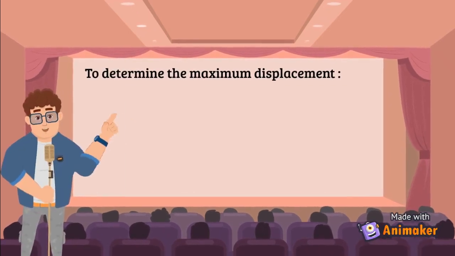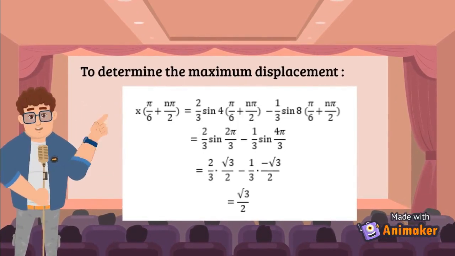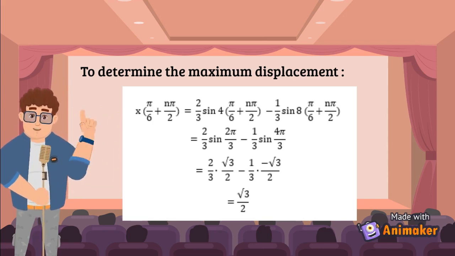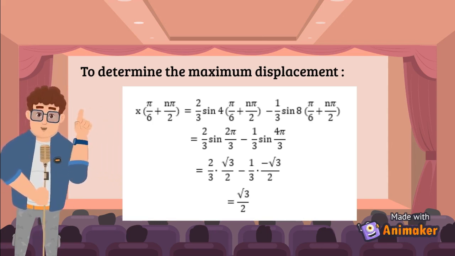To determine the maximum displacement, substitute pi over 6 plus n pi over 2 for t in the equation x(t) equals 2 over 3 sin 4t minus 1 over 3 sin 8t. Through this calculation, we will get square root 3 over 2.